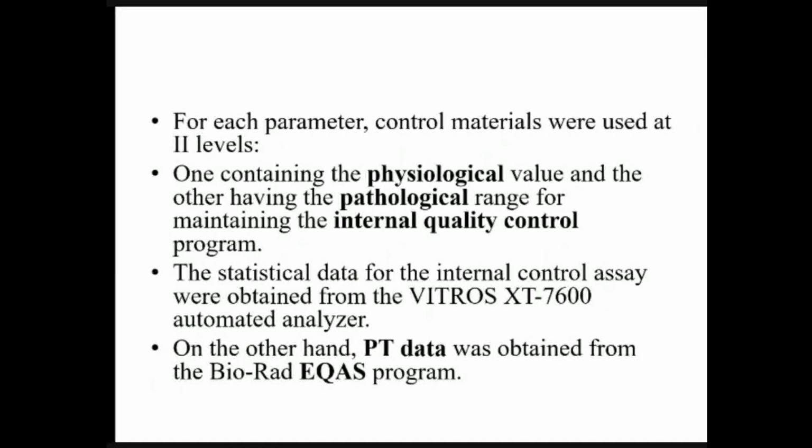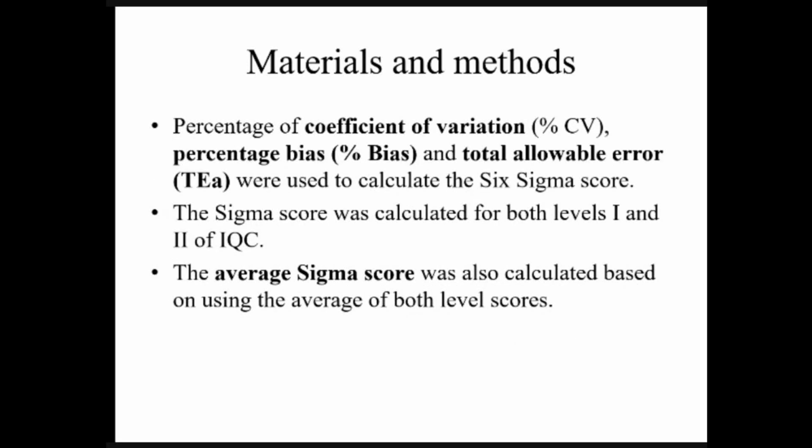For each parameter, control materials were used at two levels. One was the physiological value, the other was the pathological range, and this was the internal quality control program. The data for the internal control assay was obtained from the Vitros 7600 analyzer. This is the analyzer that we have in the laboratory. On the other hand, the PT data was obtained from the Bio-Rad EQAS program.